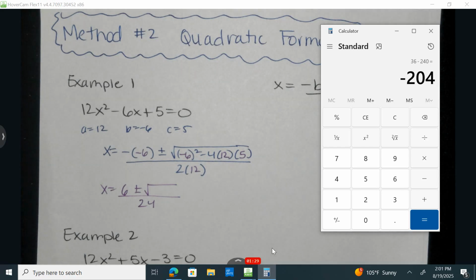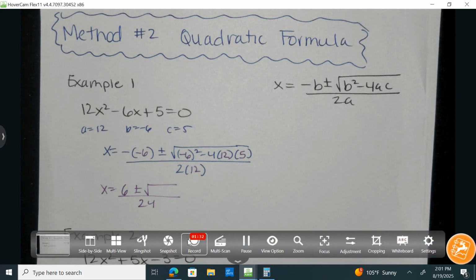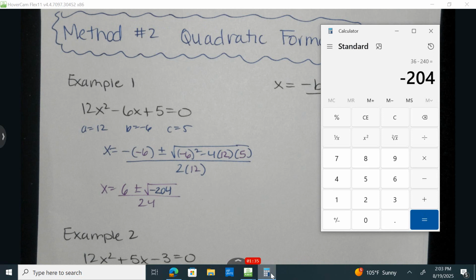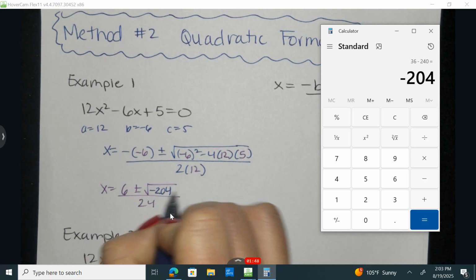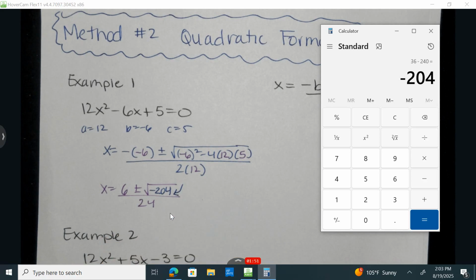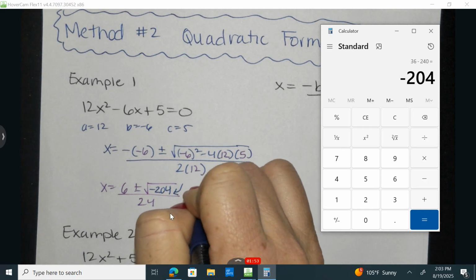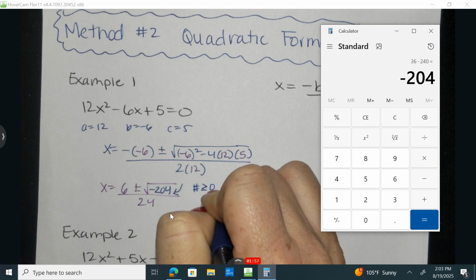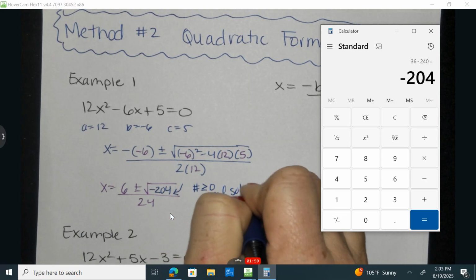Let me show you why this is a problem. Off to the side, you can see how I took 36 and then combined that with a -4 times 12 times 5. I end up with -204. Here's why this is a problem. If you forgot this from 8th and 9th grade, this value inside is referred to as the discriminant. This value always has to be greater than or equal to 0 if we have a real solution.